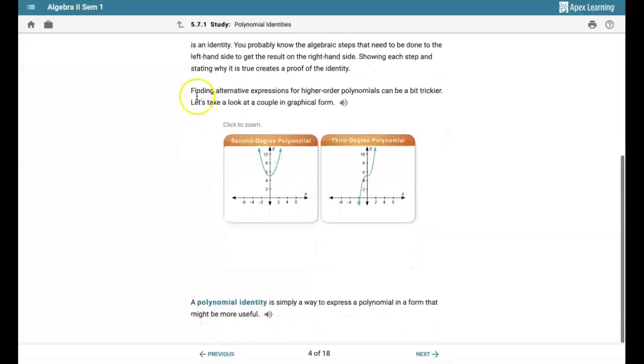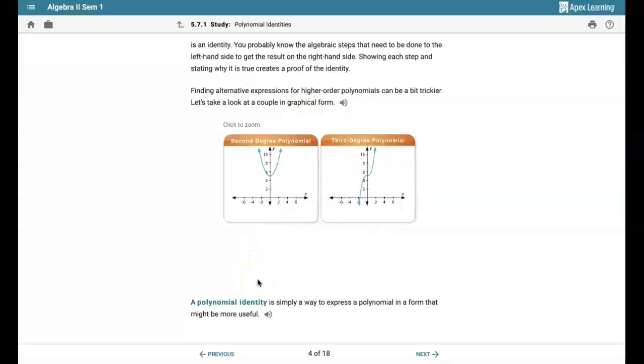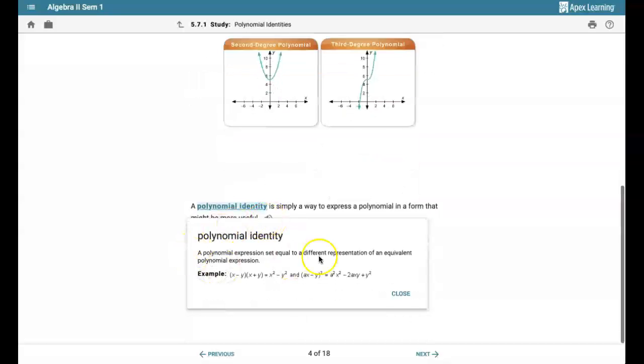Now, doing this in graphical form could be a little bit more complicated here. But we have our second degree polynomial, again, that U shape, and then our third degree polynomial, which is this S shape. So using a polynomial identity could be a simple way to express a polynomial in a form that is more useful. All right, and noting here what they mean by polynomial identity.